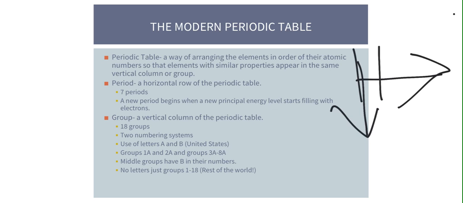The United States happily uses the 2-letter system. And so what this means is that there are 8 total groups in the group A, and then the middle groups, known as the transition elements, are labeled with Bs. Unfortunately, that's a little bit confusing, and so the rest of the world uses the system of 1 through 18 from left to right, and I will show you both of these in class.